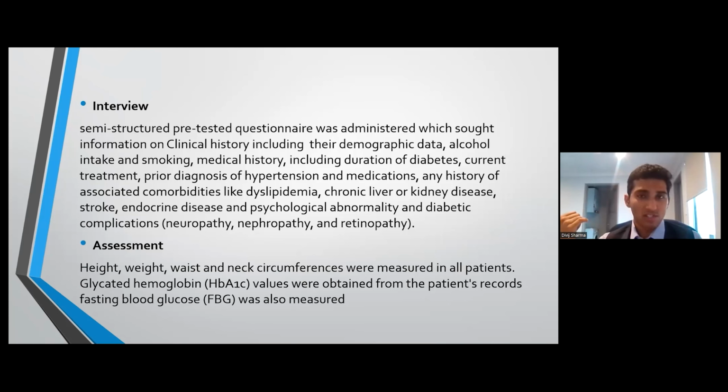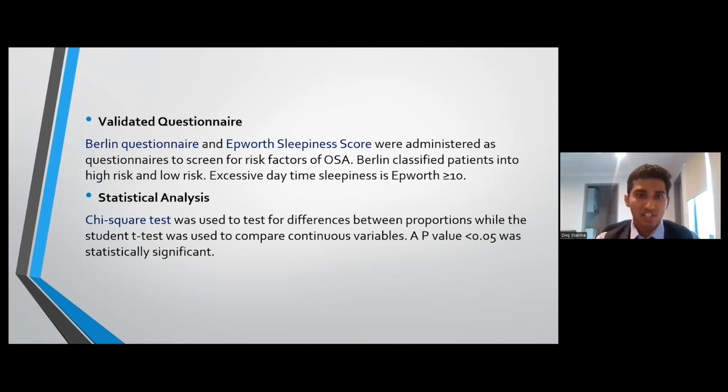Glycated hemoglobin, HbA1c, was taken from previous records, and the most recent one was used, and a fasting blood glucose was taken from everyone recruited in the study. Questionnaires such as the Berlin questionnaire and the Epworth sleepiness score were administered to assess the risk factors. Berlin assesses patients on 3 categories and classifies them into high risk and low risk for obstructive sleep apnea based on the categories they test positive for. And Epworth is a scale with scores ranging from 0 to 24, and a score greater than or equal to 10 means the patient is suffering from excessive daytime sleepiness.